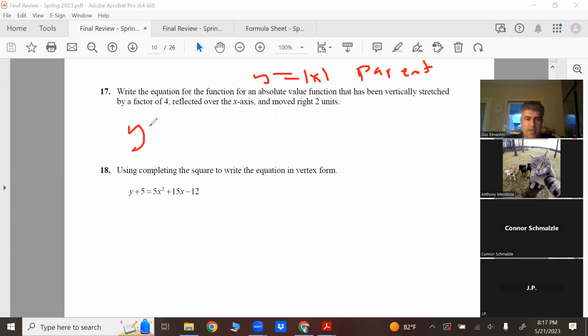So that means that, generally speaking, I'm looking at something like this. So guess what? a is 4. That's a vertical stretch. Reflecting over the x-axis, well, now I'm going to change that, make it a equals negative 4. So let me get a highlighter that might be a little better.